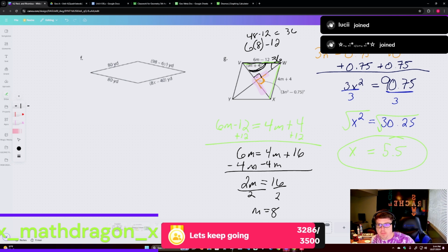This one, set up 80 equals 98 minus 6y. And then 80 equals 8x minus 40. Solve those out and pause the video. I'll solve them real quick, but this is it.